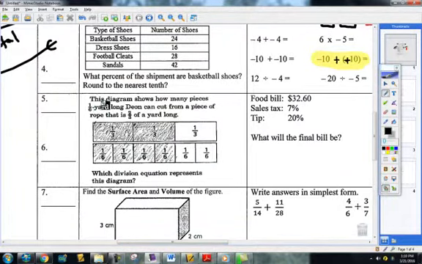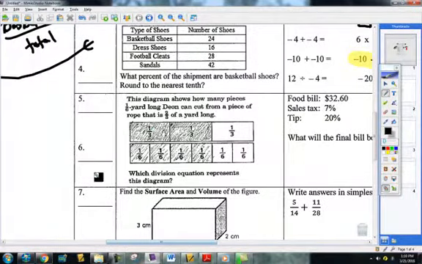Here, this diagram shows how many pieces one 1/6-yard long piece can cut from a piece of rope that is 2/3 of a yard long. So really what it comes down to is, hopefully you know what type of problem. It says division would be there. Now don't worry about the division equation. I'm not worried about that. I'm just looking for what division problem and then doing the division problem.